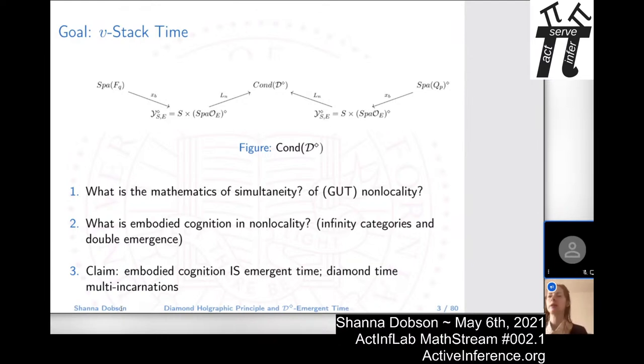And so he and Dustin Clausen have been putting together really awesome lecture notes on this topic. It's great. It's in its infancy, and I think it's great. So that D diamond is a conjecture of mine, that you take the diamond that I talked about last time, and you can actually extend it to the infinity category of diamonds. So I call that D diamond.